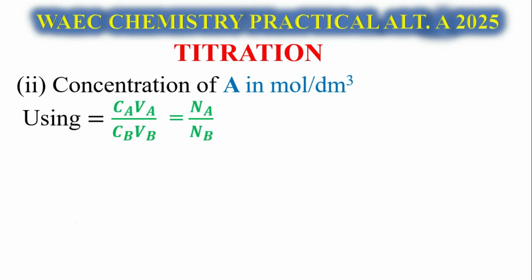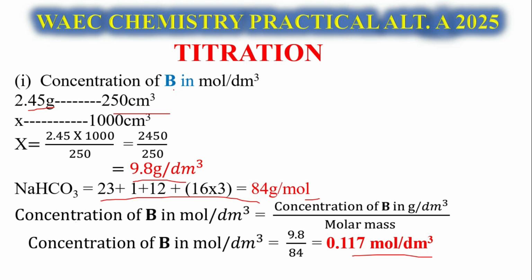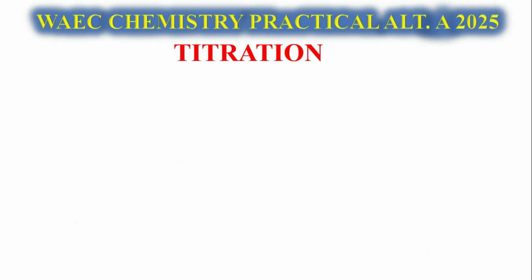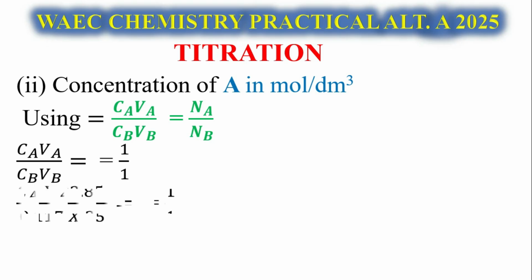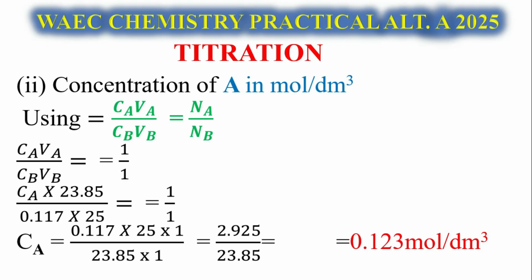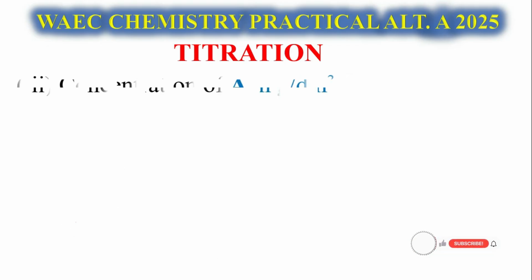Next, we look at the concentration of A in mole per dm³. So we have CAVA over CBVB. The concentration of B in mole per dm³ is 9.8 divided by 84, which gives us 0.117 mole per dm³. Don't play. So let's look at question number 2, which is the concentration of A in mole per dm³, where we're going to be using CAVA over CBVB. Remember your mole ratio 1:1, then substitute each value respectively. Then you have your CA to be 0.122 mole per dm³. Hope I'm not too fast in teaching.